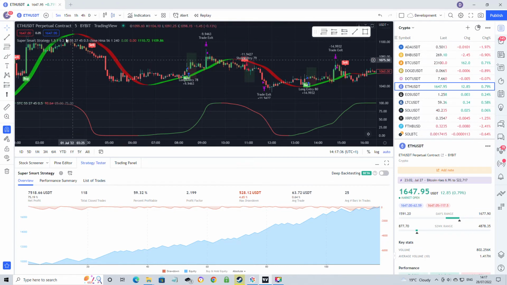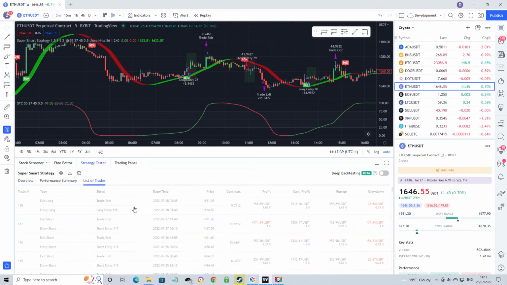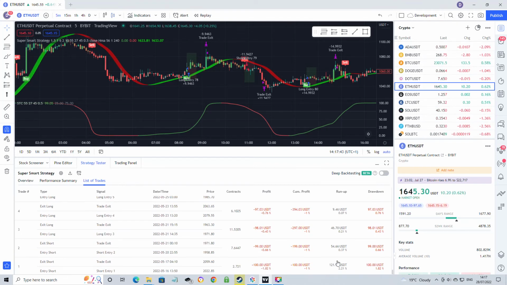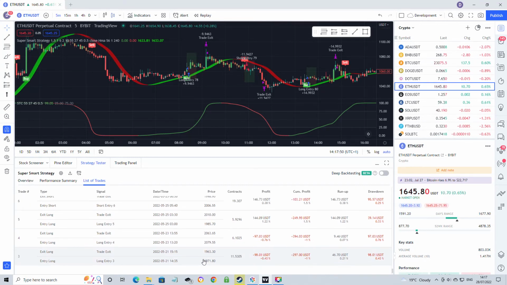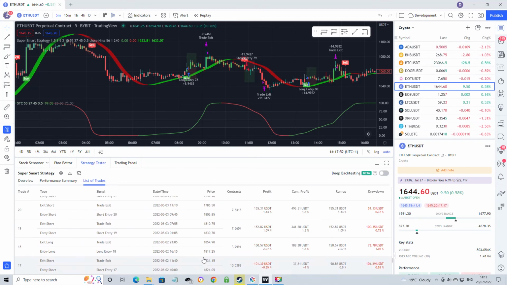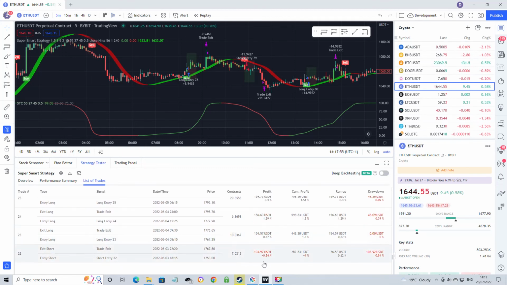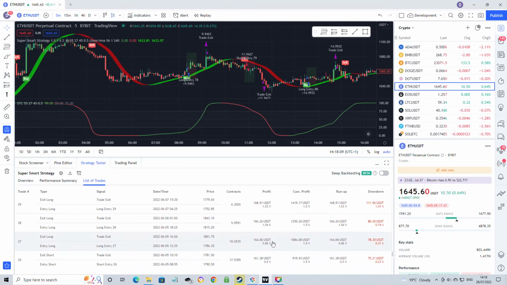As I say, this is on the 5-minute timescale. If I go to the list of trades, then we can see that those 118 trades were over a period of around 6 weeks. And you can see there's a number of losing trades, but as I say, that's roughly about 1% of the total account equity which has been lost against a 1.5% profit for winning trades.